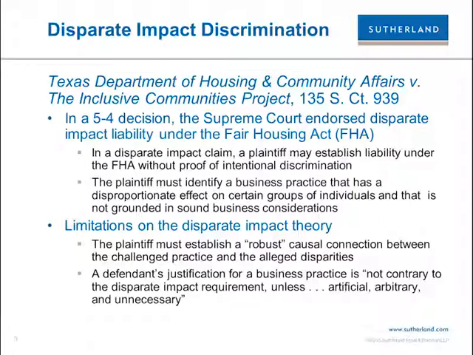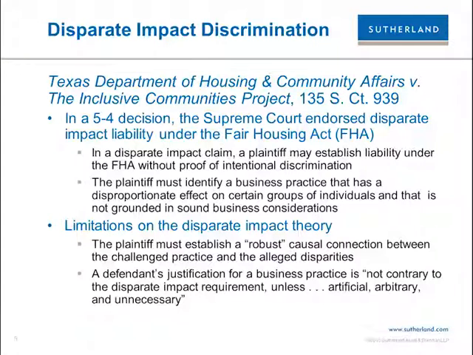Sean? Thanks, Tom. The case is Texas Department of Housing and Community Affairs versus the Inclusive Communities Project. And as Tom noted, this is a 5-4 decision from the Supreme Court that endorsed disparate impact liability under the Fair Housing Act. Now, as you're all probably aware, the Fair Housing Act broadly prohibits discrimination in real estate transactions. The importance of the case is that in contrast to a disparate treatment case where a plaintiff must establish that the defendant had a discriminatory intent or motive, a plaintiff bringing a disparate impact claim can challenge practices that have a disproportionately adverse effect on minorities regardless of intent or motive.